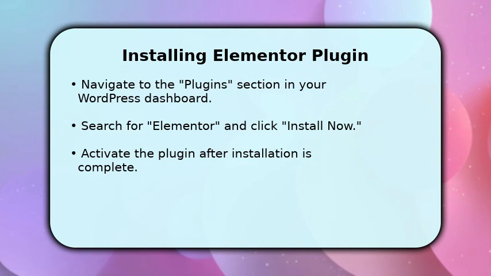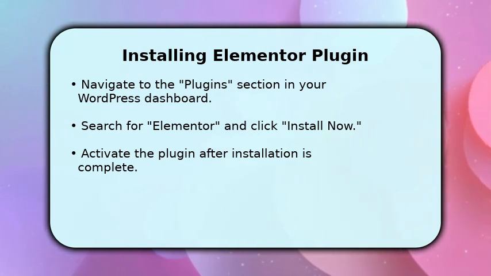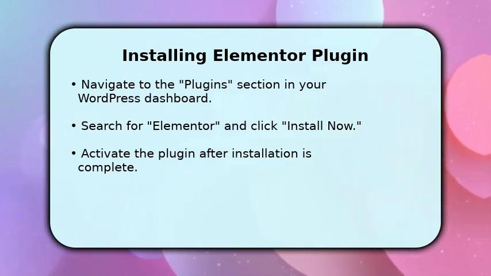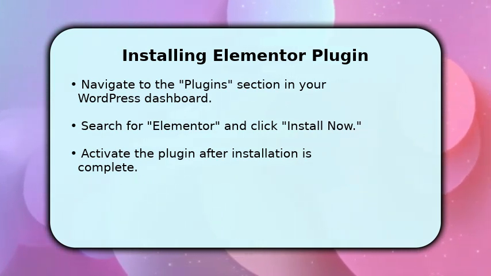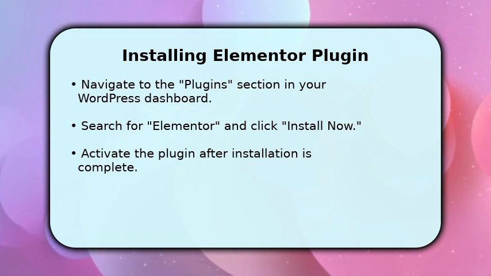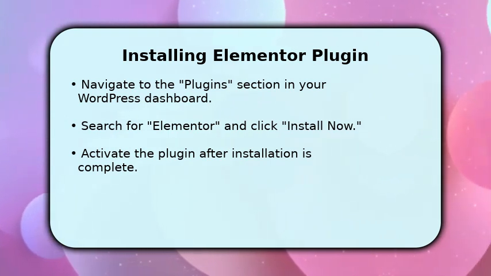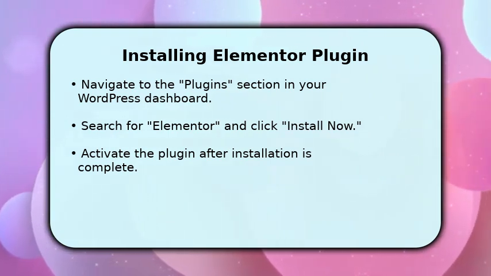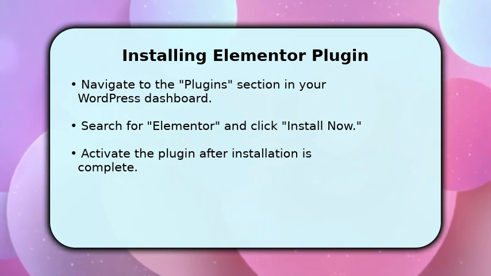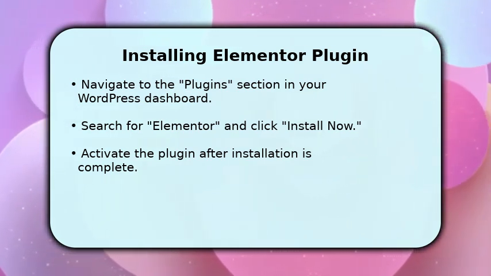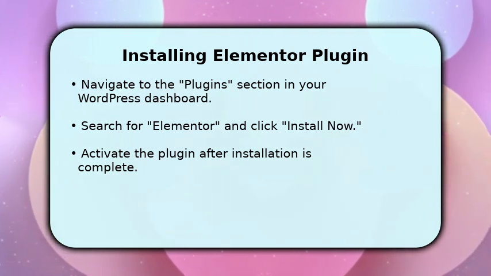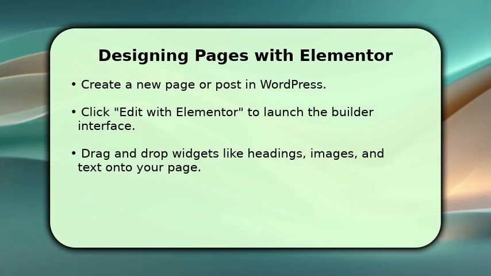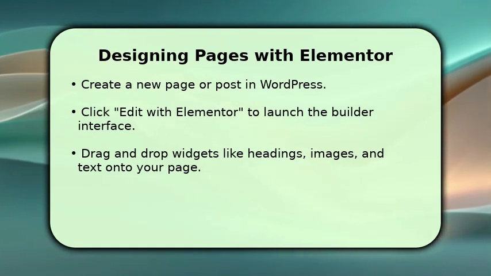Installing Elementor is straightforward. From your WordPress dashboard, head over to the Plugins menu and select Add New. In the search bar, type Elementor and you'll find the free version. Click Install Now and then Activate. This process usually takes less than 1 minute. For more advanced design options and widgets, you might explore Elementor Pro, which offers hundreds of additional features to enhance your site.